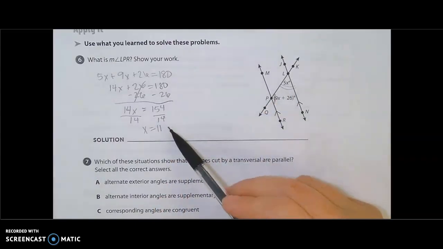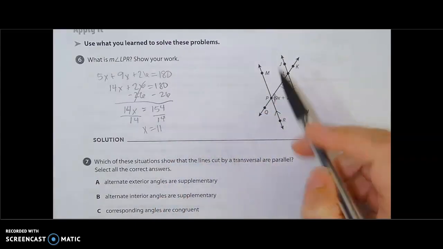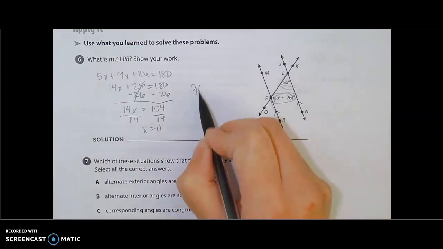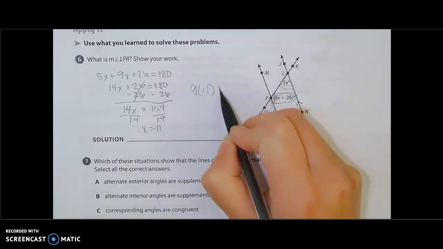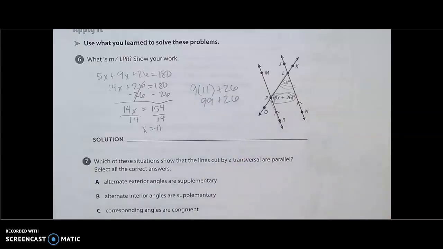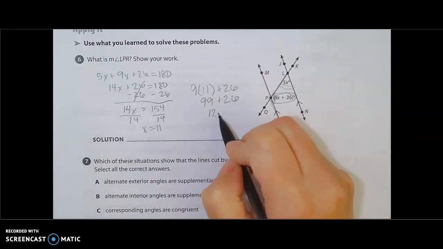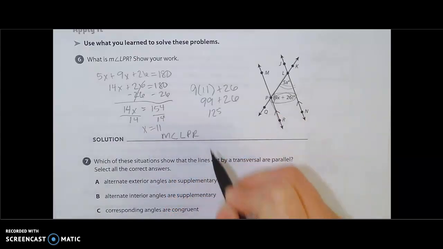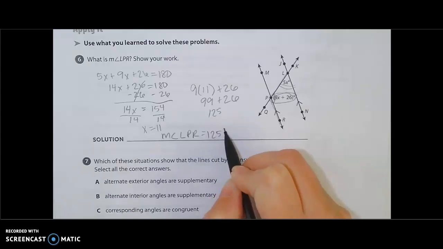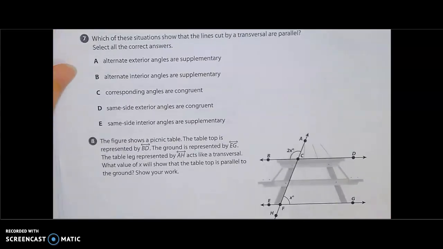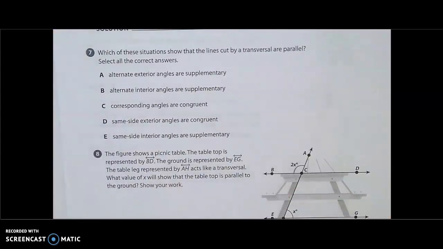But 11's not what it asks for. It asks for LPR, so it asks for this angle here. So now we're going to do 9 times 11 plus 26. That's going to be 99 plus 26, which is 125. So the measure of angle LPR equals 125 degrees. And that's our answer.